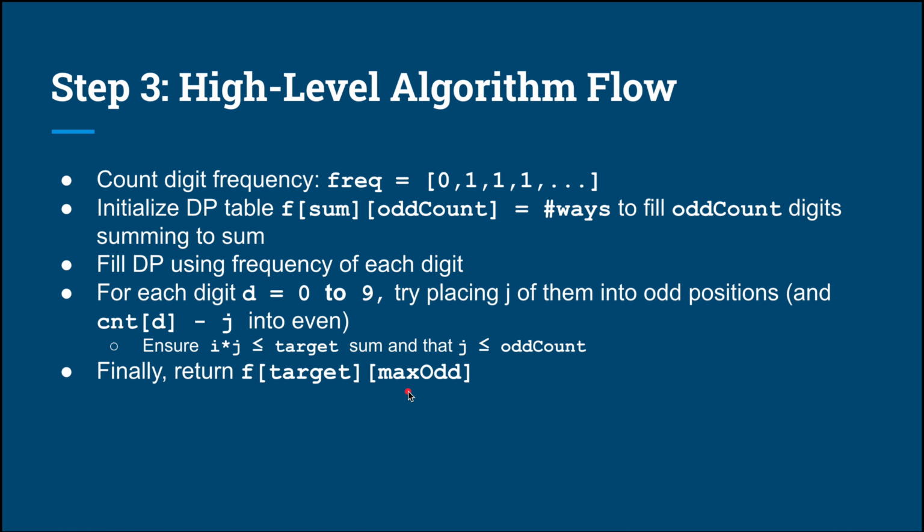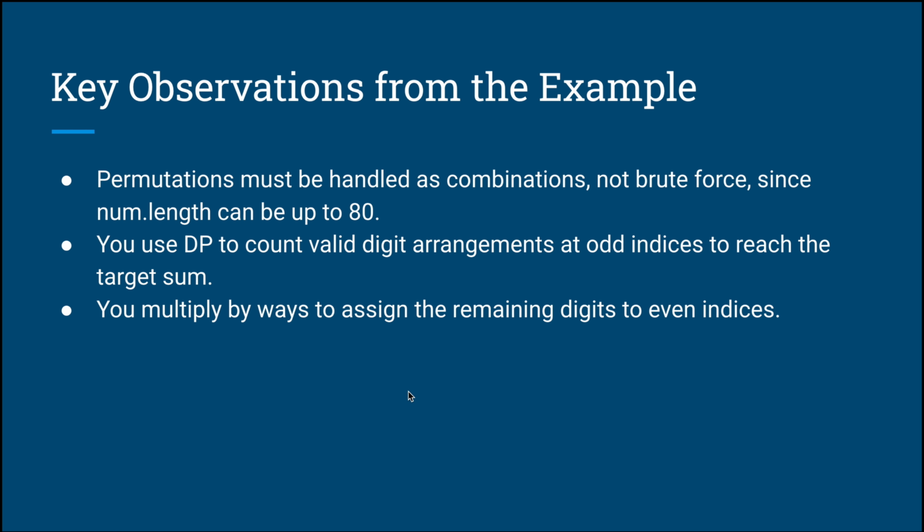This looks like a really hard question, but if you understand it, then it is a little easy. Permutations must be handled as a combination, not brute force, since nums dot length can be up to 80. Use DP to count valid digit arrangements at the odd indices to reach the target sum, and multiply by the ways to assign the remaining digits, right?